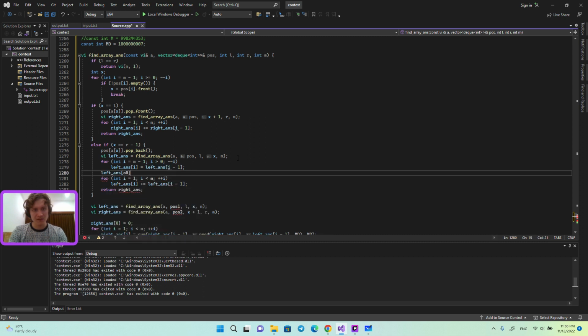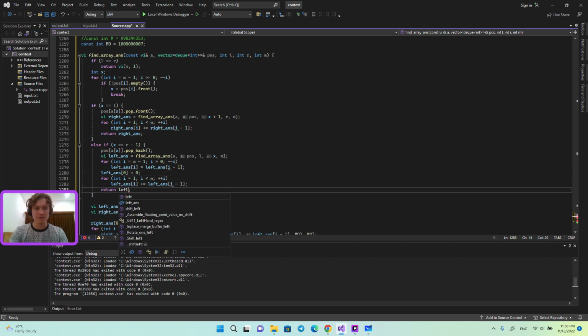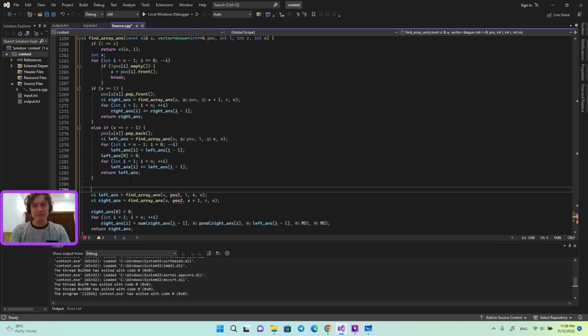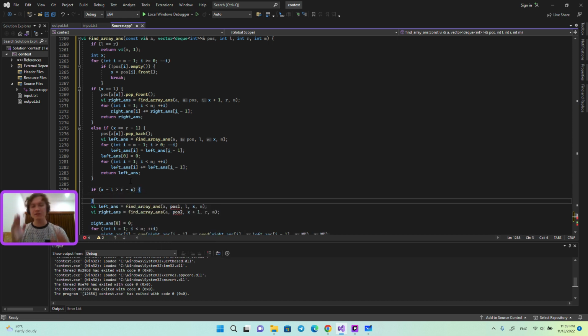Then left ans 0 is 0, and then I sum them up. Okay, but in this case I cannot do it. So let's make some sort of divide. I don't know how this is in English, but the point is we choose the big part. So if x minus L is greater than r minus x, what do we do? And the left part is greater than the right part.